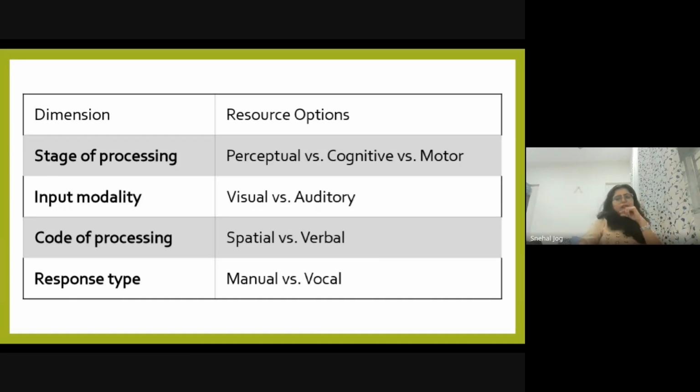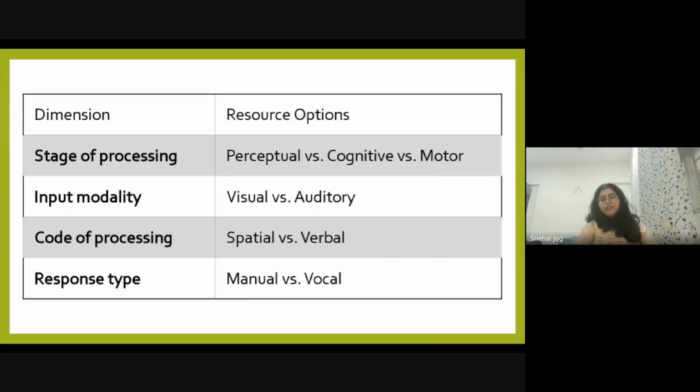Okay. Now, when you talk about stage of processing, you have different resource options. It can be perceptual in nature, it can be cognitive in nature, it can be motor in nature. For example, when someone is teaching you how to start a washing machine, okay. Now, let's say your mother is teaching you, okay, I'll show you how to start a washing machine. Now, what is going to be much easier for you? Your mother coming to you and writing down in a notebook, you see, first you do this. Is that going to be easier? Or is it just directly going near the washing machine and seeing what buttons your mom is pressing? That is going to be easier.